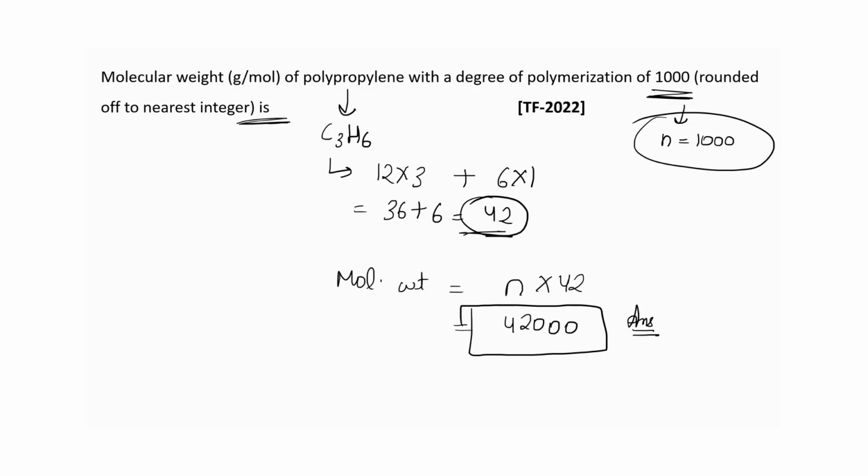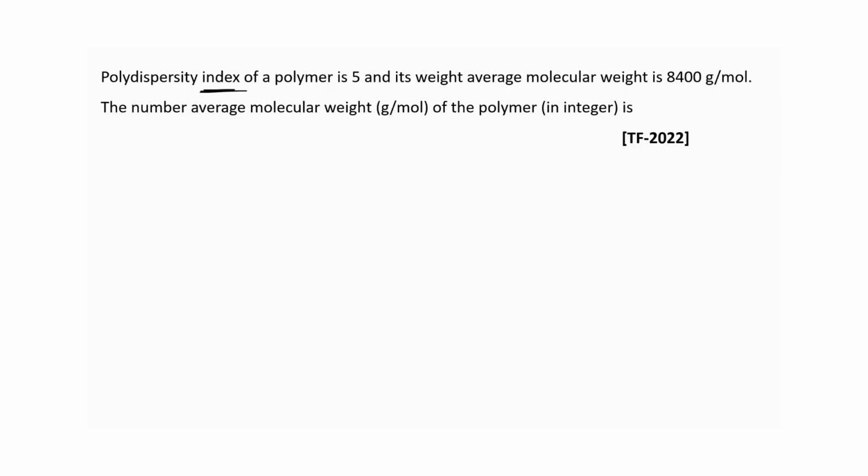Now coming to the next question. Polydispersity index of a polymer is 5 and its weight average molecular weight is 8400 gram per mole. The number average molecular weight in gram per mole of the polymer in integer is. It is also a 1 mark question.